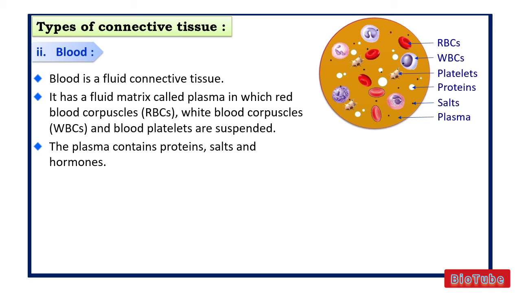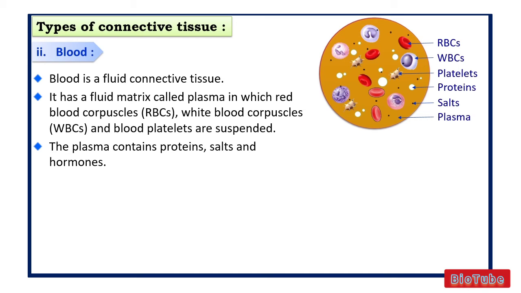Antibodies are proteins which are produced by lymphocytes against specific germs. So WBCs protect the body from germs or pathogens. Next is platelets. Platelets are also called thrombocytes. These platelets are irregular components and smaller than RBCs.